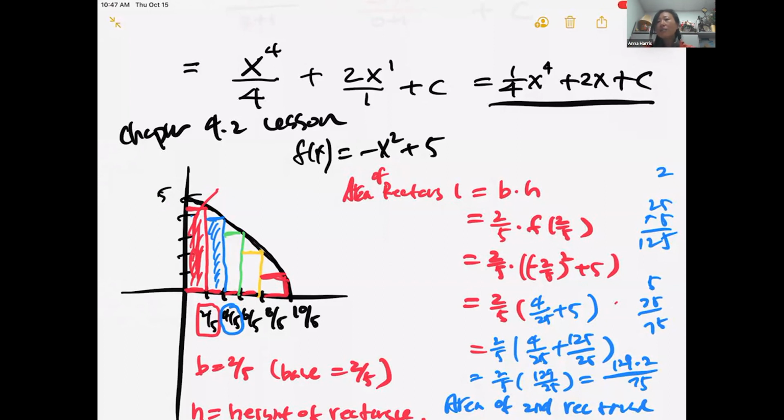Since these rectangles are under the curve, you can see there are some parts missing, like this part, that part, and that part. So the area that we're going to find is smaller than the real area under the curve. But it's okay, because we can also find the larger area, combine the two and divide by 2, which will be very similar.